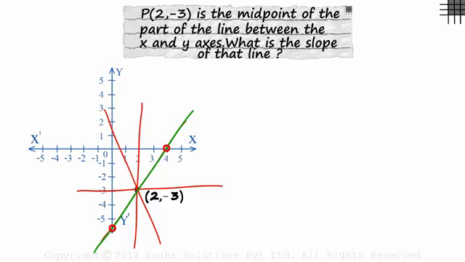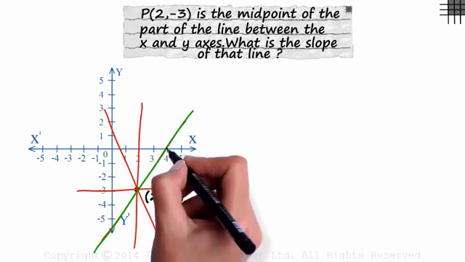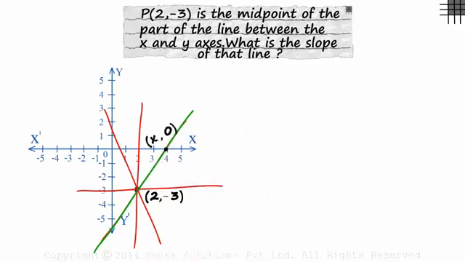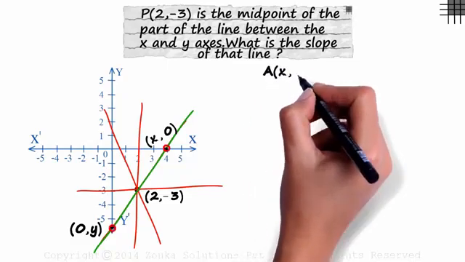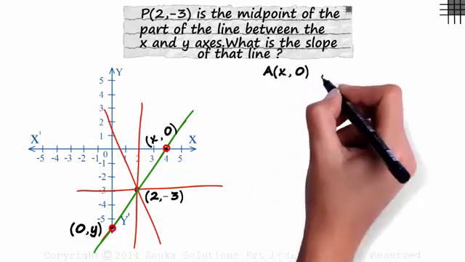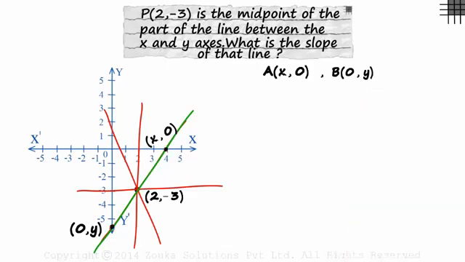Look at the endpoints first. This endpoint will have coordinates (x, 0), and this endpoint will have the coordinates (0, y). The endpoints can be named A (x, 0) and B (0, y). What will be the midpoint of AB?